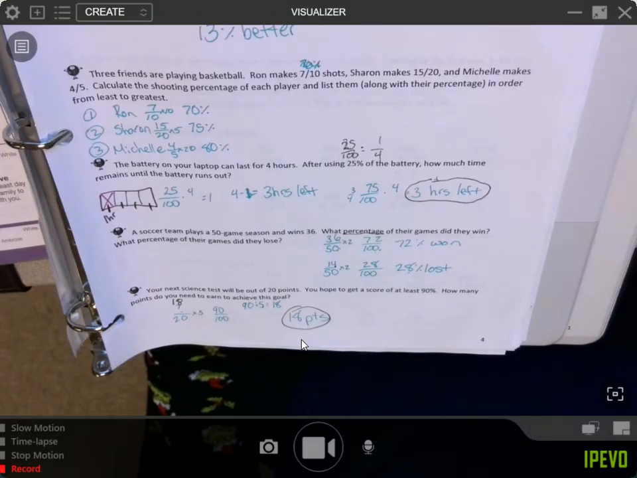Because there will be word problems on the test, and we need to know how to break down the word problems so we can figure them out. So we're feeling okay on that?